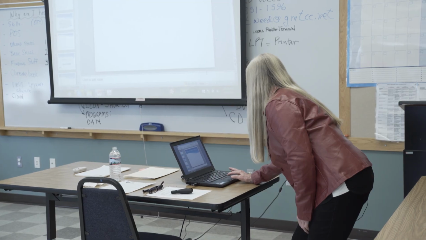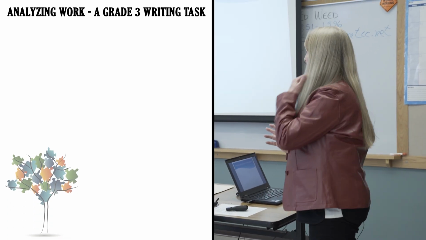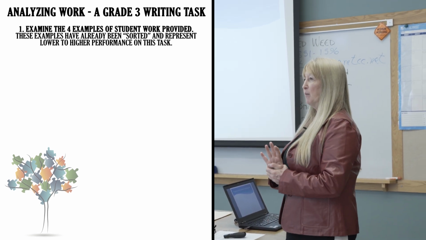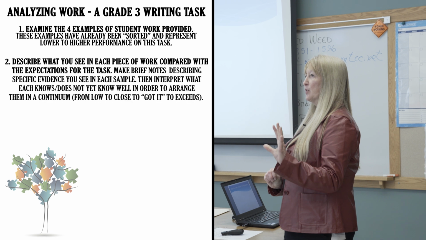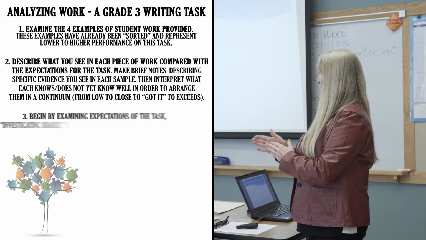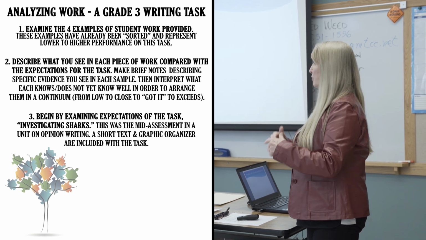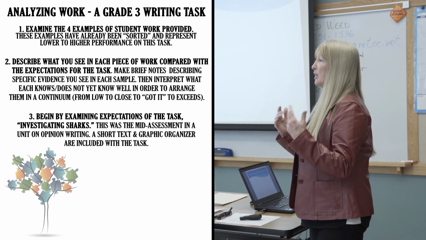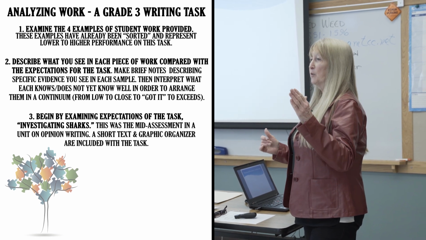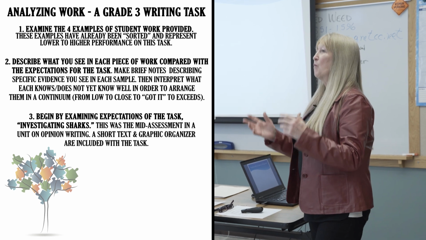We are going to look at a writing task next. Now this activity is a little bit different. They've already been sorted. I'm going to give you 4 examples: one that represents a low, one that's close, one that's got it, and one that went beyond. So imagine now you've gone through this process, you've done the sorting. Your job now, I want you to look at these 4, see if you can decide which ones go in which pile and why you're putting them there.